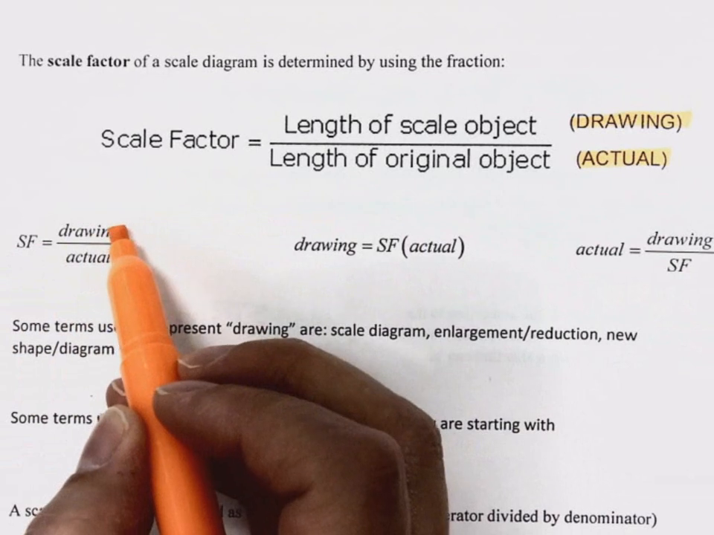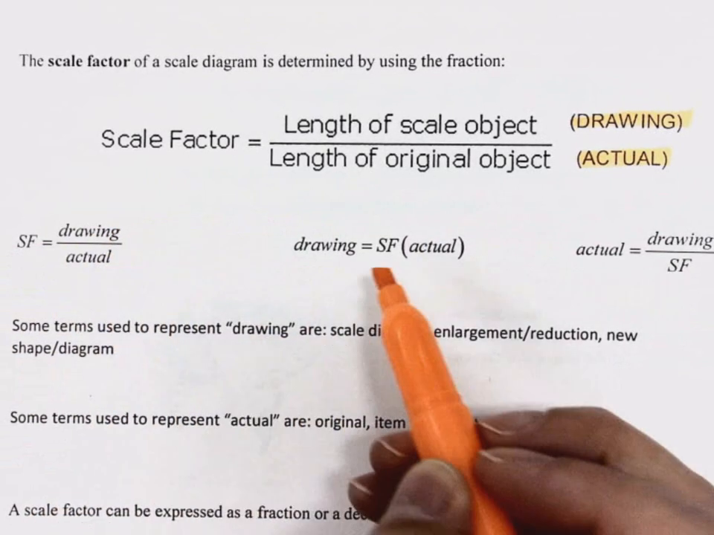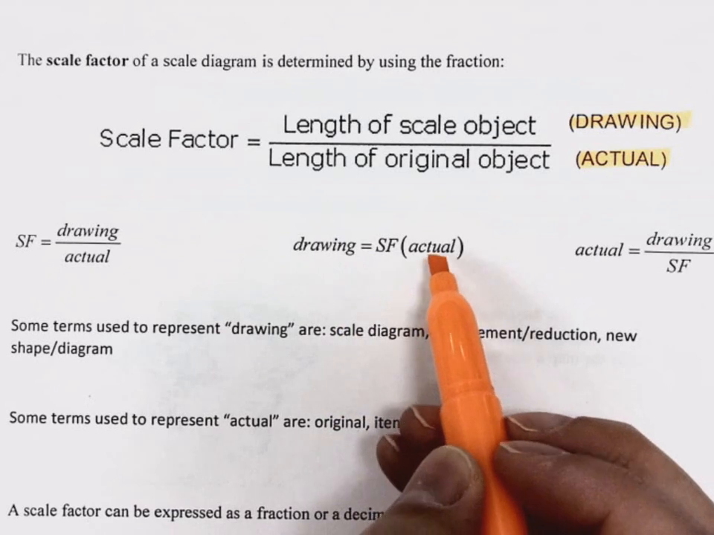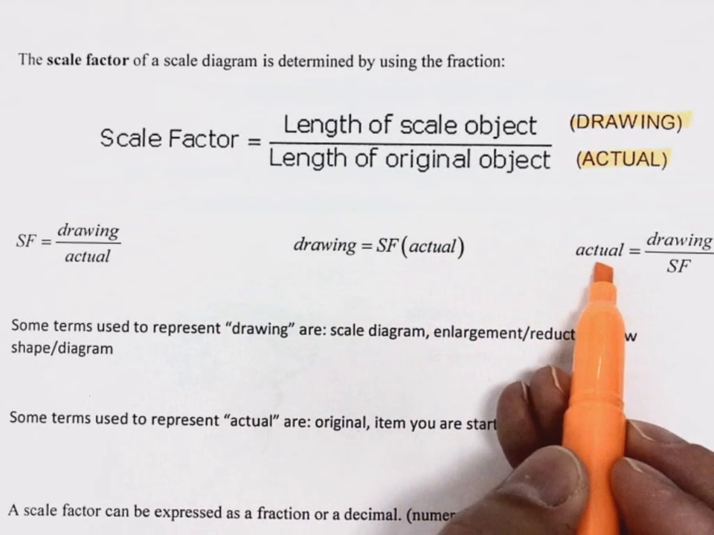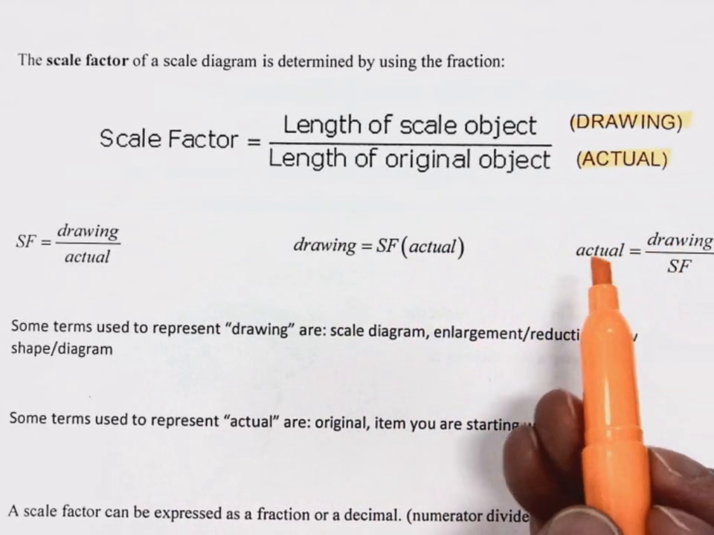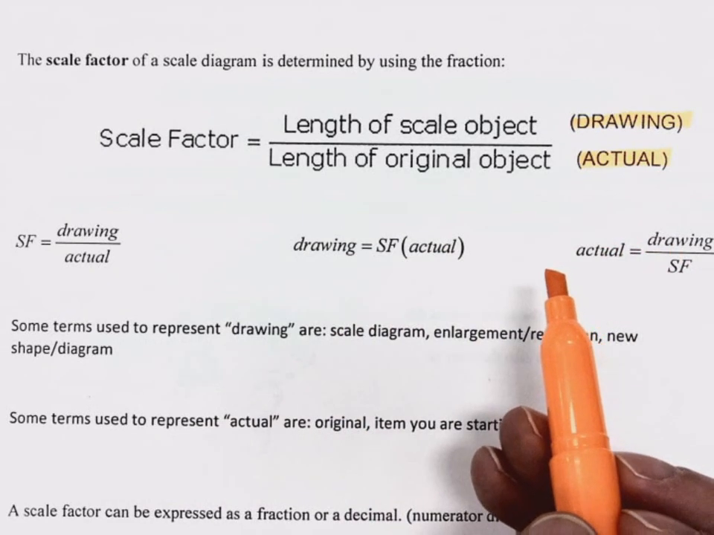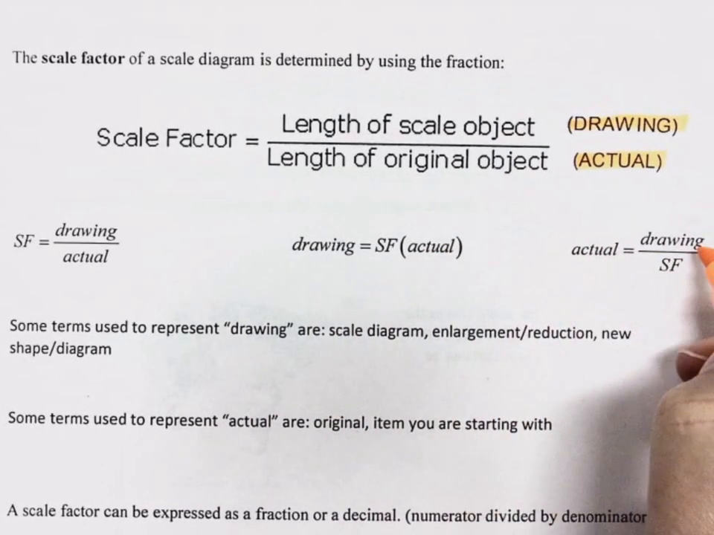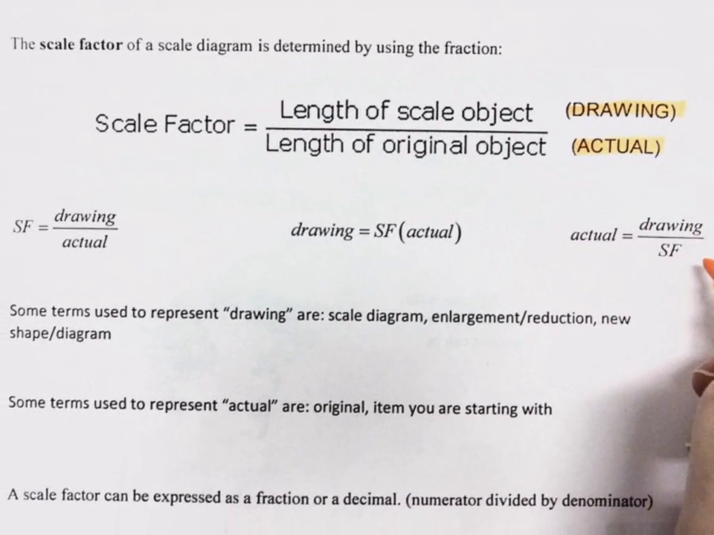So usually, this is the equation rearranged. So scale factor is equal to drawing over actual, or if we want the drawing size, we take the scale factor and multiply it by the actual, or if we want the actual size, and we're going to do work with all of these, so don't worry about that. If we're looking for the actual size, we're going to take the drawing size and divide it by the scale factor.